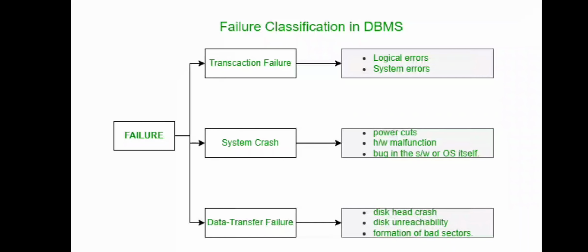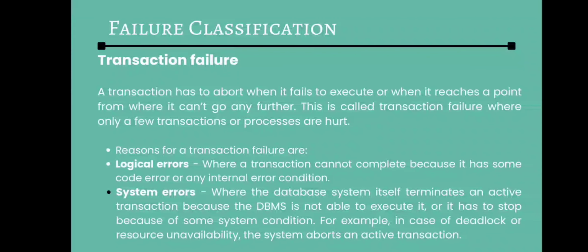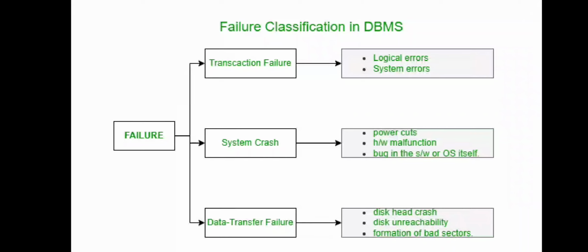For example, your pen drive also, if you insert your pen drive into your system but it is not reaching or it can't read the data from your pen drive, that is also known as a disk head crash. Bad sector also means sometimes there are bugs where you can't read that data, that is also known as a data transfer failure. Sometimes you can't transfer the data from one system to another. Okay, so these are the different types of failures. That is, first one will be transaction failure, second is system crash, and third is data transfer failure.